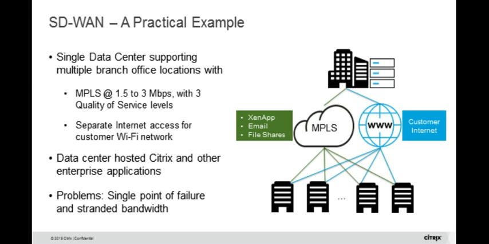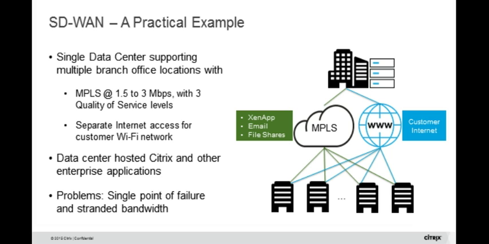They had a data center remotely that hosted Citrix and other enterprise applications, and they were reliant upon that single MPLS connection providing connectivity back into the data center. And those applications were mission critical, and the branch office locations relied upon connectivity to provide services to their customers. And the problem with this is that they had a single point of failure for both their customers as well as for their enterprise applications.